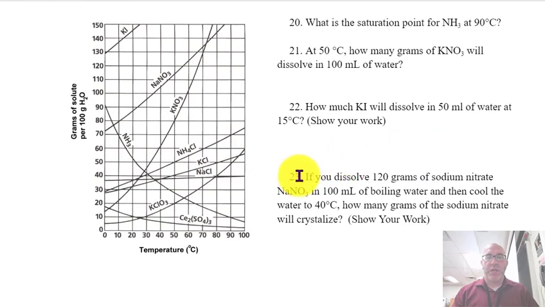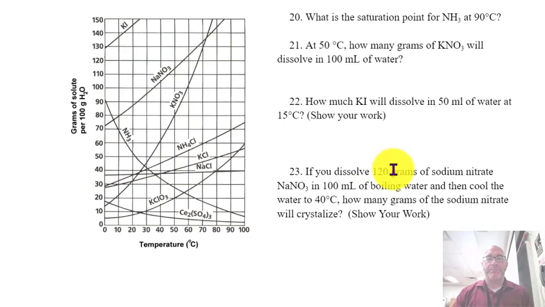And then finally, if you were to dissolve 120 grams of sodium nitrate, that's NaNO3, which is right here, in 100 milliliters of boiling water, and then you cool the water to 40 degrees, how many grams of sodium nitrate will actually pop out or crystallize? Show me your work.